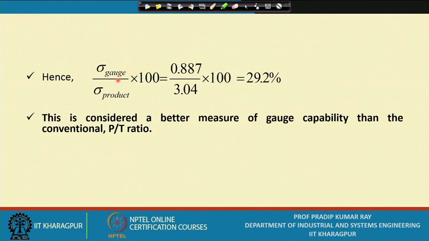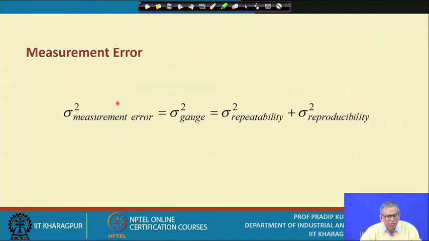So that's the point I have made, that this is considered a better measure of gauge capability than the conventional P/T ratios. But again, you may be referring to several case studies. Under certain conditions maybe the P/T ratio may be recommended and you might have taken the best decision. But in other situations, maybe the P/T ratio may not be valid. But first you have to prove that it is not valid, and then if it is not valid, you opt for the alternative ratio, that is sigma gauge by sigma product. Is it okay? So this is an important consideration.